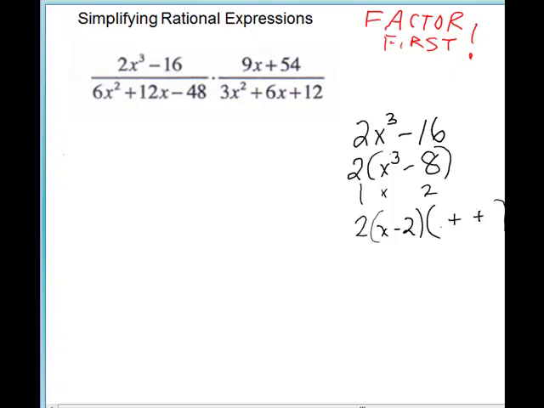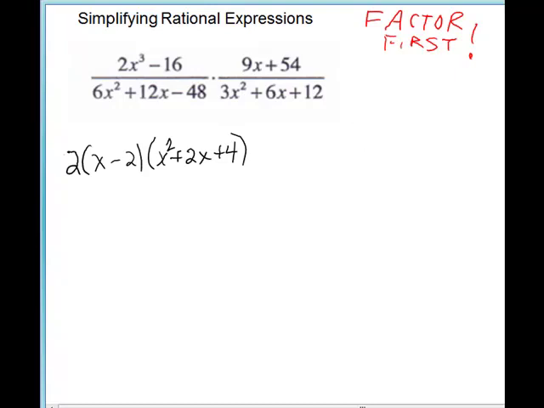So first times itself will give us x squared. First times second will give us 2x. And the last one times itself will give us 4. So that all goes in the first line. So 2 times x minus 2, x squared plus 2x plus 4. And remember that trinomial will not break on down when it comes out of a cube.